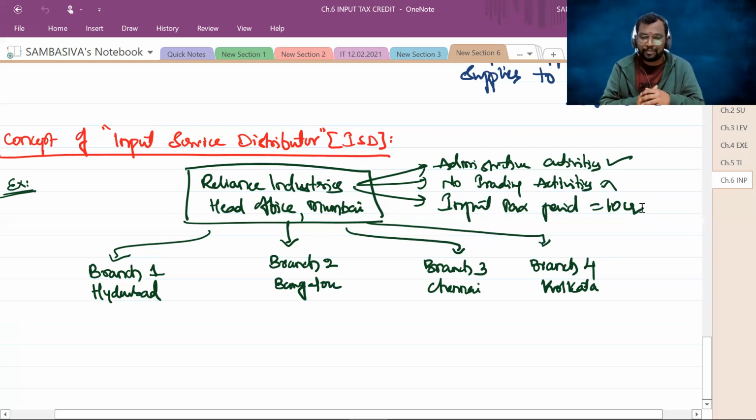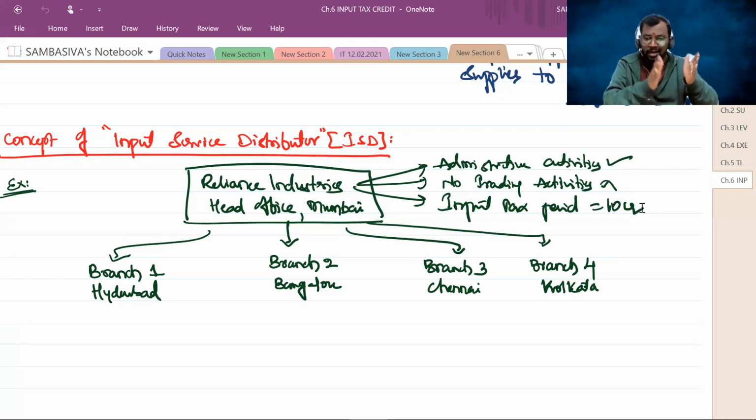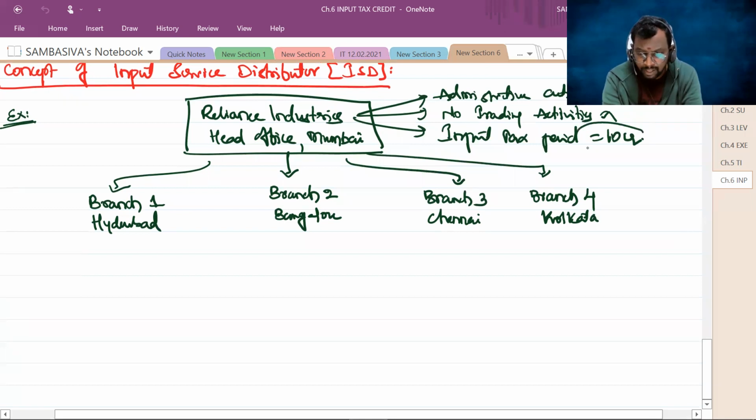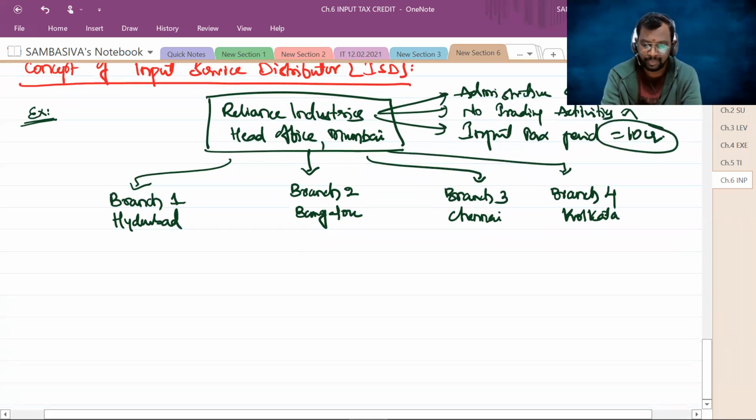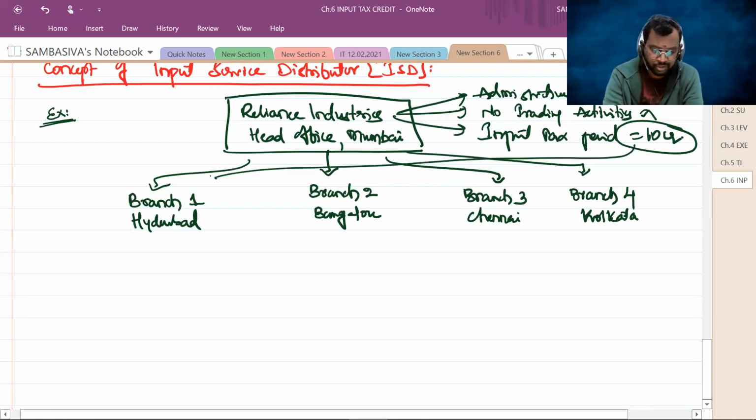When there is output tax, there is scope for claiming input tax credit. When there is no output tax collected from customers, there is no scope for taking input tax credit. So that is why the head office will distribute this input tax of 10 crores among all the 4 branches.